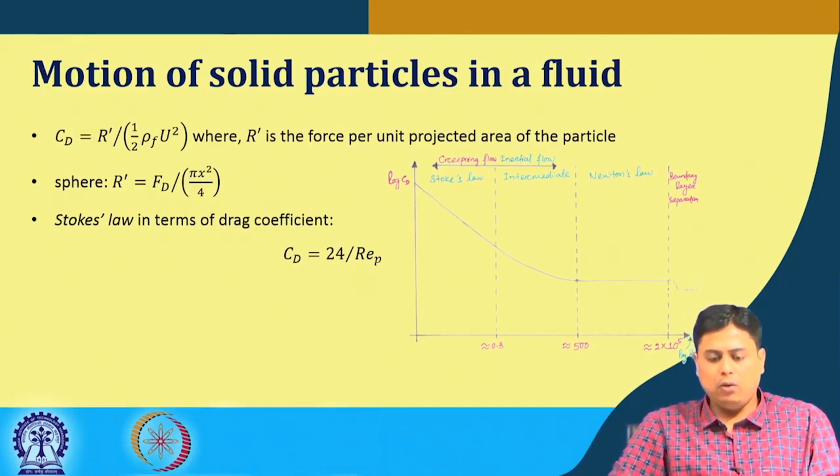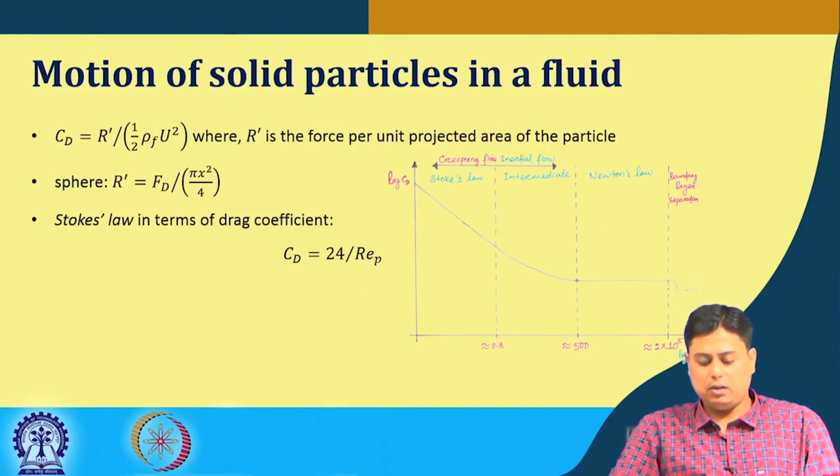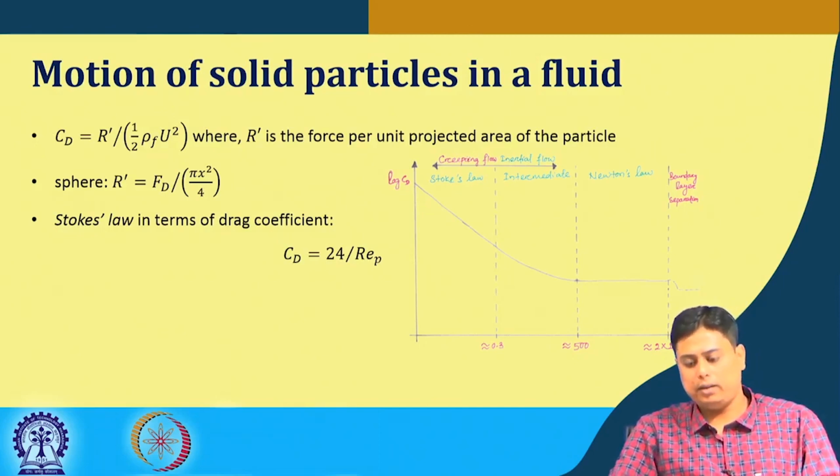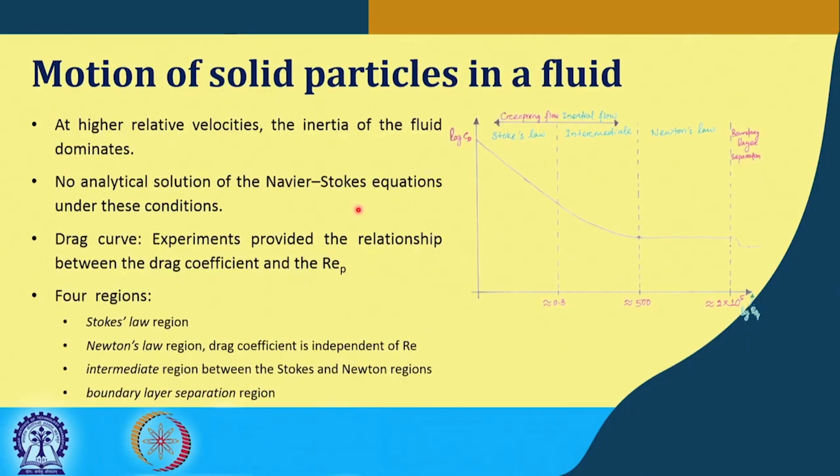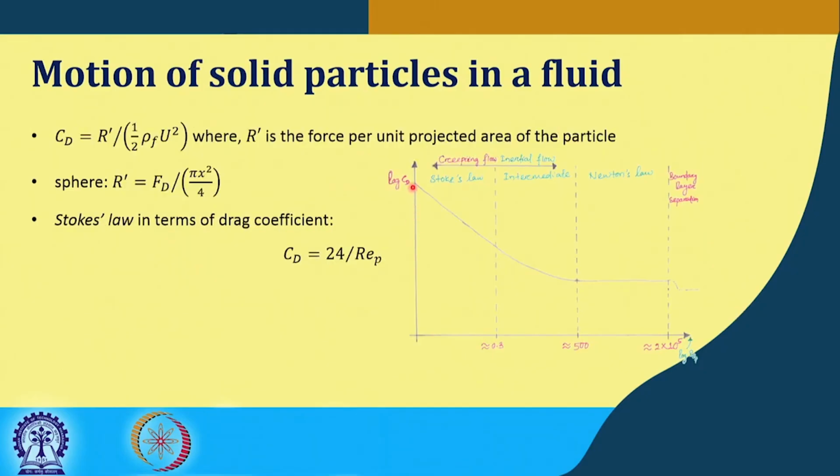Now, this right hand side schematic shows the CD versus Rep plot. In this case, it is a log-log plot. So, the x axis is the logarithmic Rep, and the y axis is the log CD. So, here we can see that this CD versus Rep relation works for a range of Reynolds number up to around 0.3.